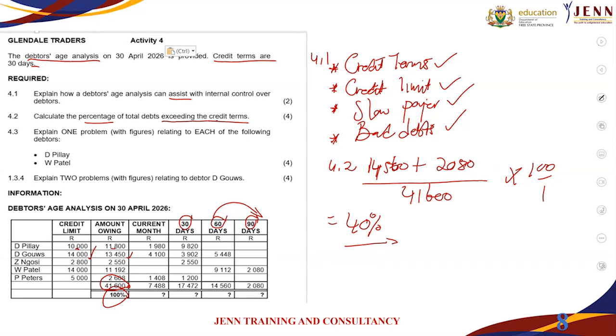Okay, thank you so much. It means all the schools now agree with 40%. So it simply means 40% of the debtors are exceeding the credit terms.